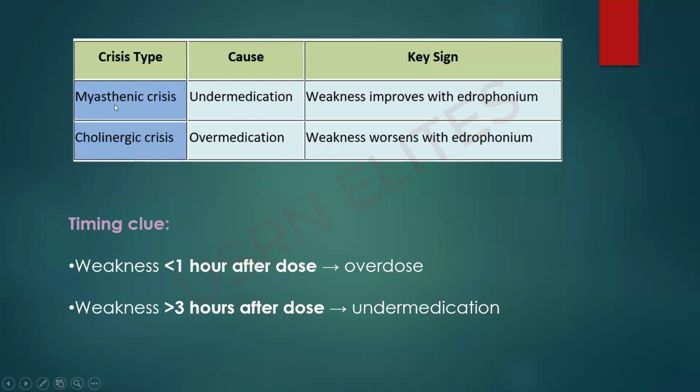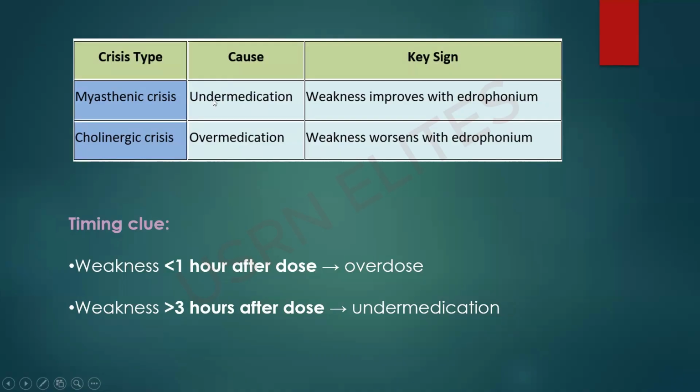With myasthenic crisis, you have under medication. Remember, in myasthenia gravis, you have low acetylcholine at the neuromuscular junction, and everything is coming down. So myasthenic crisis is caused by the under medication of the drug.